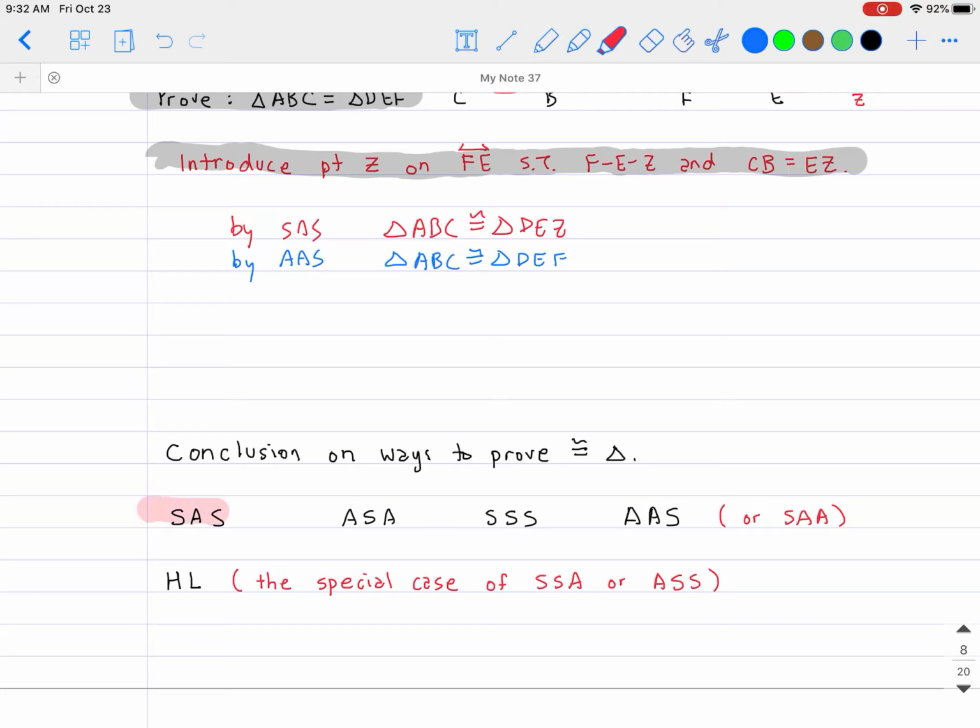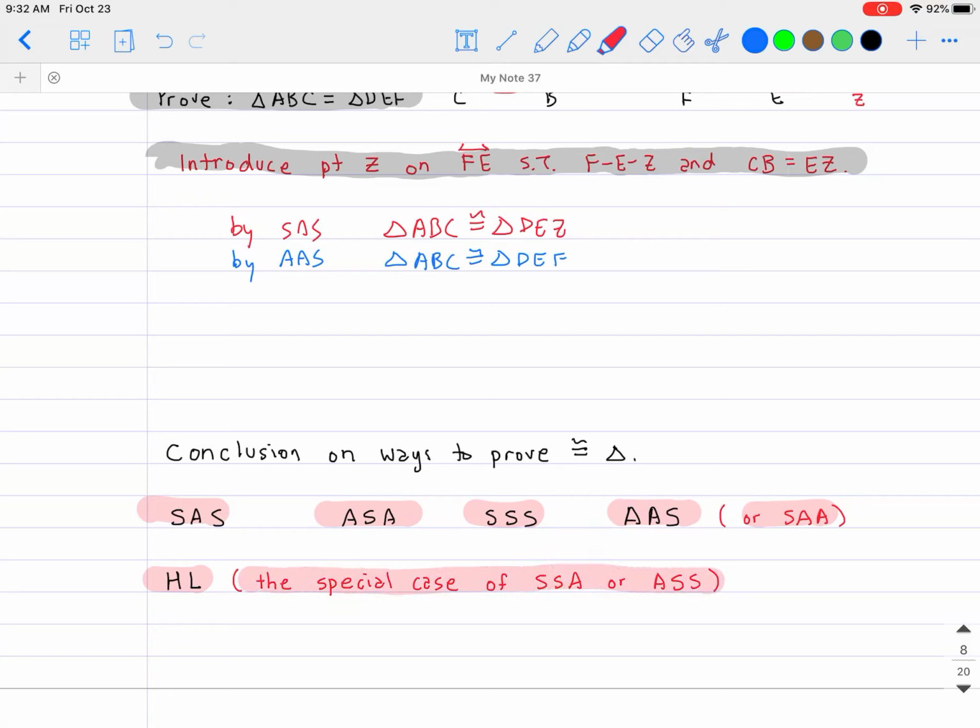Now we actually have our full artillery. So the conclusion is that we have the following ways to prove two triangles are congruent. We have SAS, which we've been using forever. We have ASA, we have SSS, and now I've introduced the last one, which is AAS, or you can say SAA.